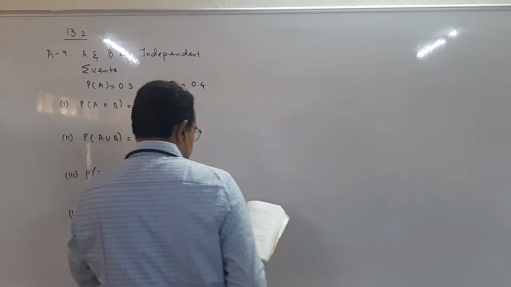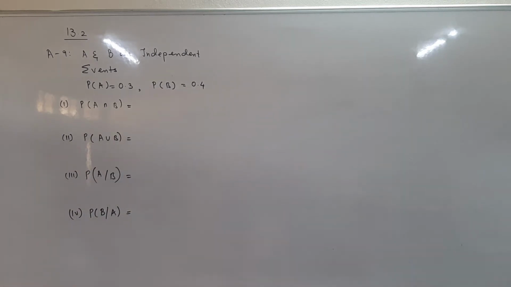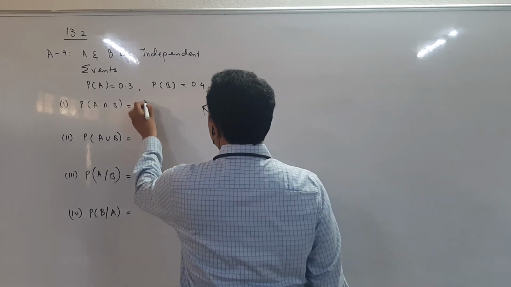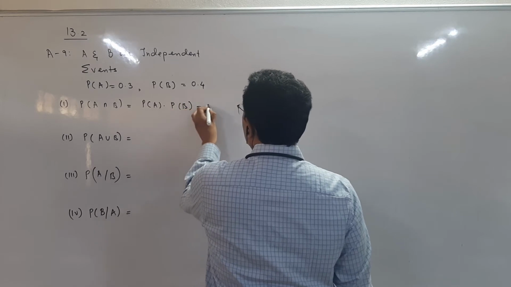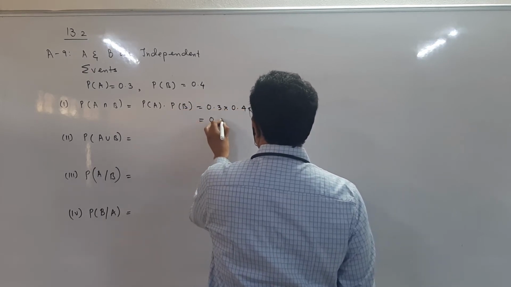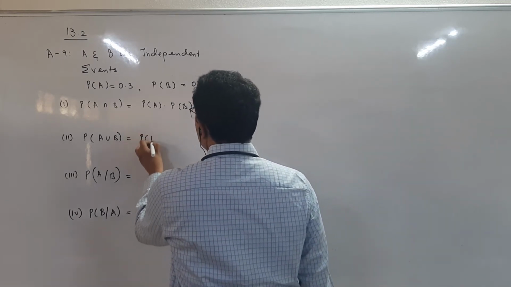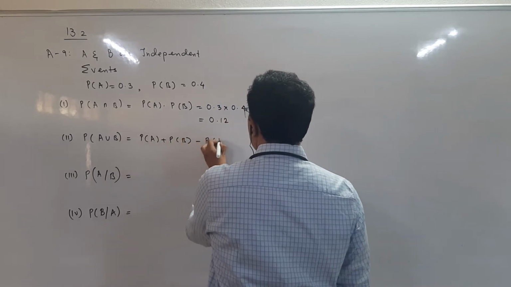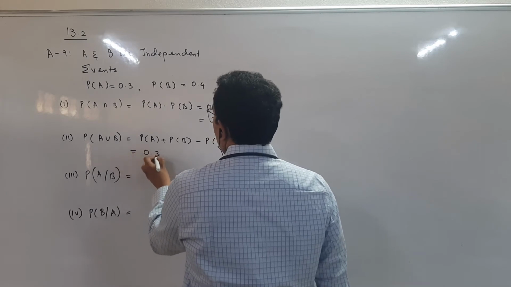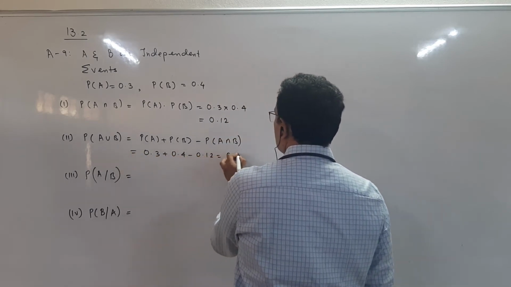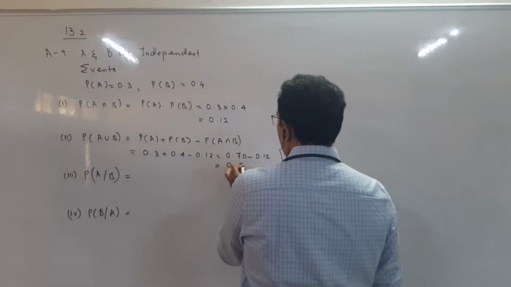Never read it as oblique. Always read, students, in terms of concept. Always understand the fundamentals rather than simply reading this as oblique. So again, recall the list of formulas. If A and B are independent events, then P of A intersection B is equal to P of A into P of B. So 0.3 into 0.4, so this is 0.12. P of A union B is equal to P of A plus P of B minus P of A and B. So 0.3 plus 0.4 minus 0.12, so 0.70 minus 0.12, so 0.58.